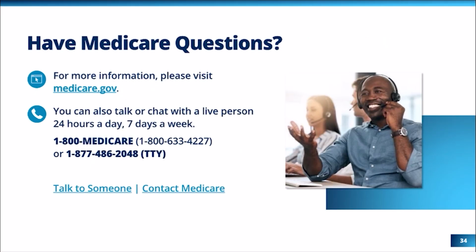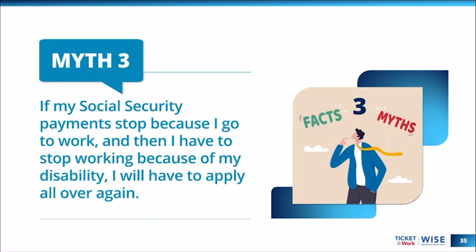Have Medicare questions? You can look online at medicare.gov, and they have a great chat line as well, and you can use that 24 hours a day, 7 days a week. And it's 1-800-Medicare or 1-800-663-4227, or TTY users 1-877-486-2048. Talk to someone, contact Medicare. Those links are in your web pod as well.